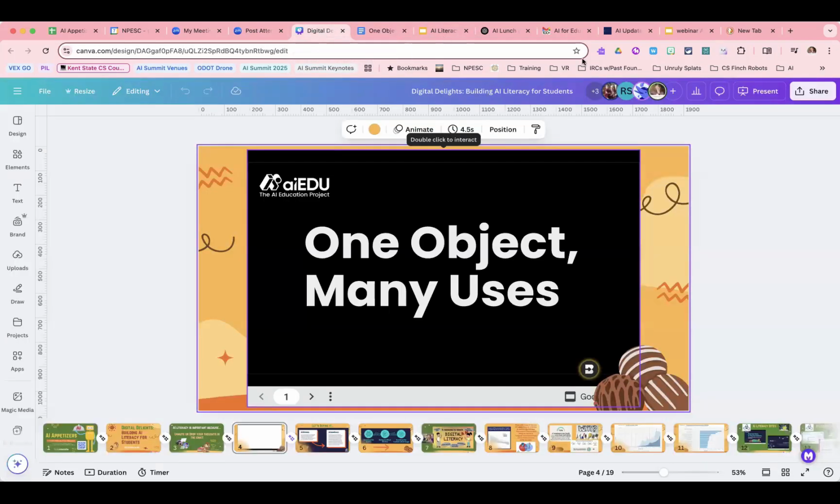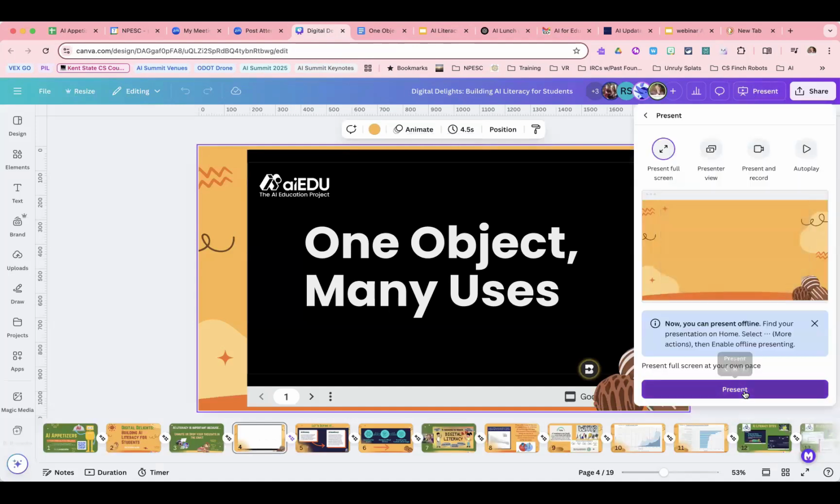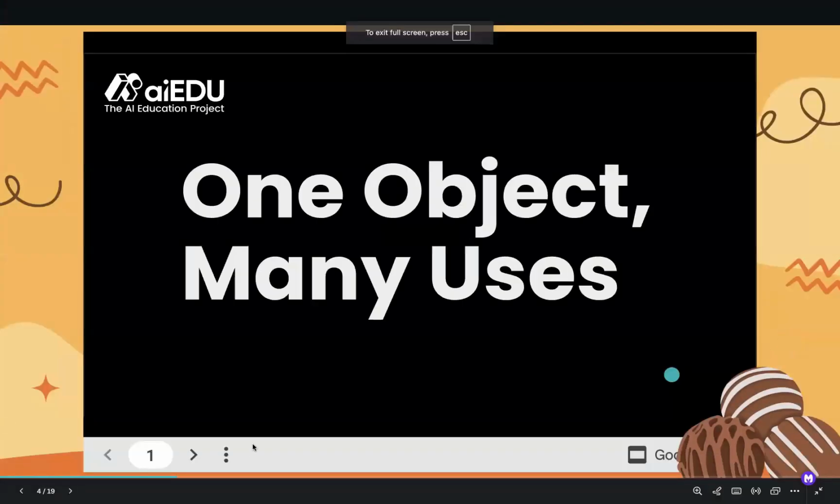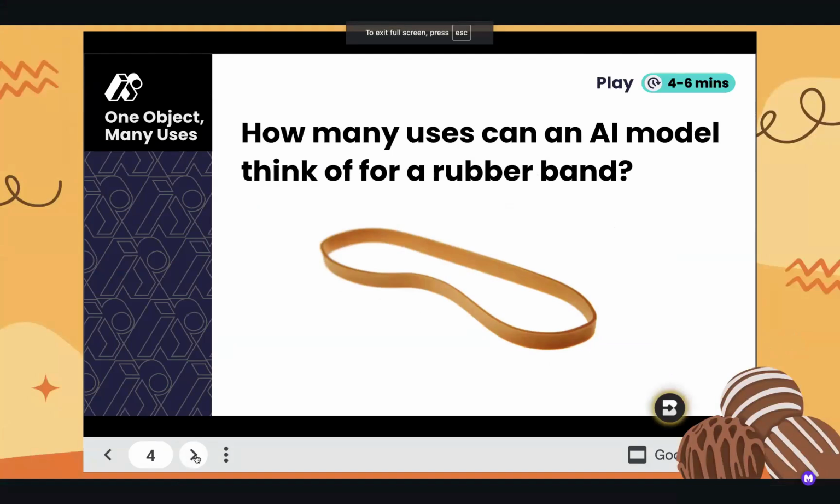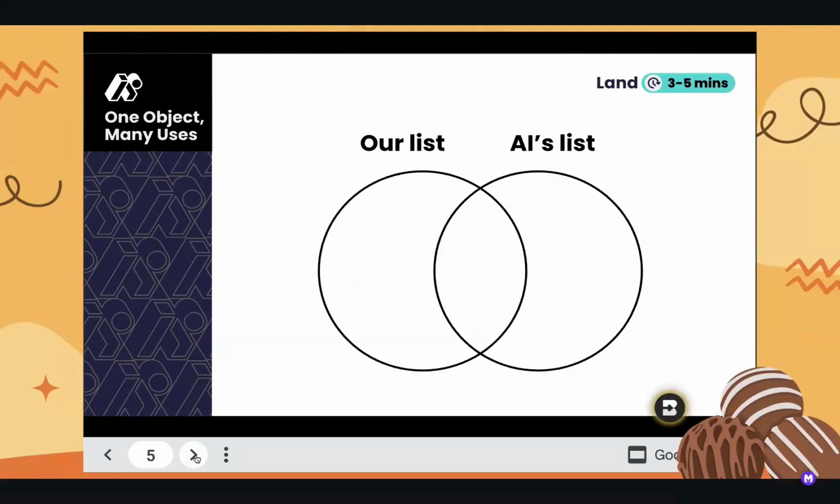So when we think about the difference between our thought process and what we came up with and what AI came up with, we want to blend those together. We take our list and AI's list, and we can make a Venn diagram of that. Two of the things we saw on that list were a weapon or a hair tie, right? Not a weapon to hurt anyone, but something like that. So what does this mean when we're talking about AI literacy? You're probably wondering, why are we talking about rubber bands and AI literacy?